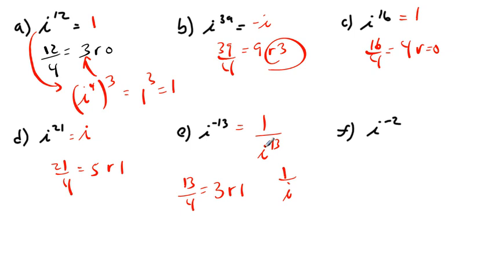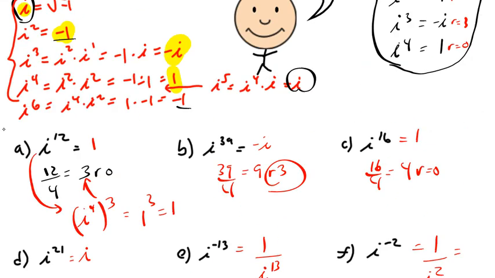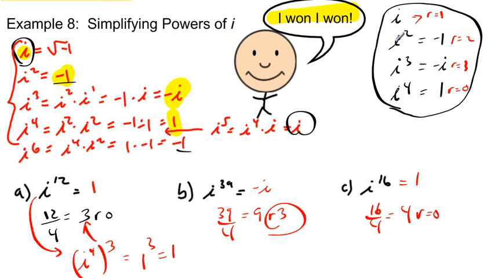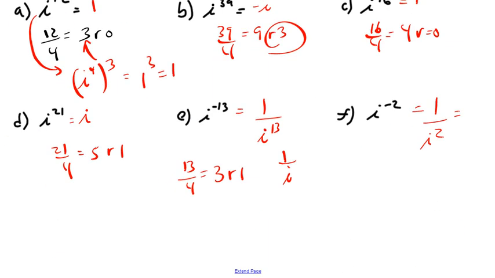I replace this right here with i. Again, this right here is 1 over i squared. And we already know what i squared is. That's just negative 1, right? Right here, i squared is negative 1. So that's just going to be 1 over negative 1, or just simply negative 1.